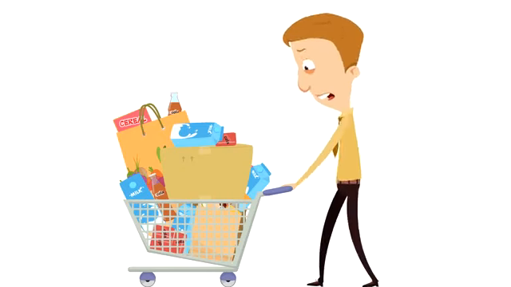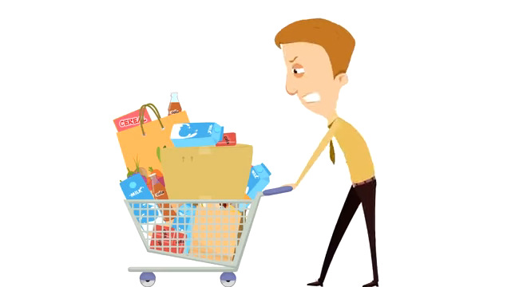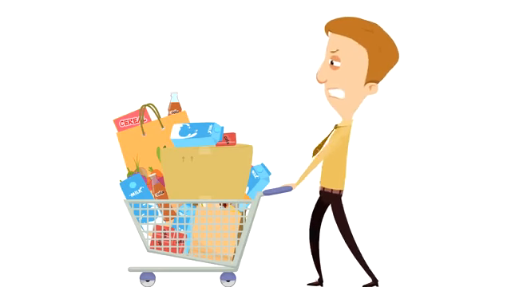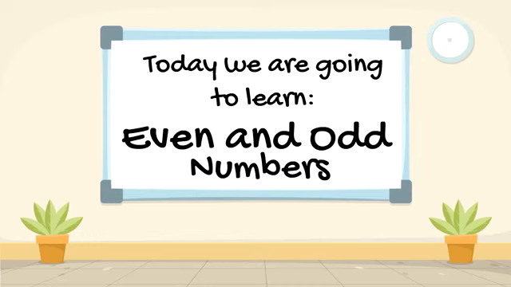All right. What's the next thing we should learn about? Let's learn about even and odd numbers. A number belongs to one of two groups. Either it's an even number or it's an odd number. So what's going on? Why is this even a thing? We're going to talk about it.